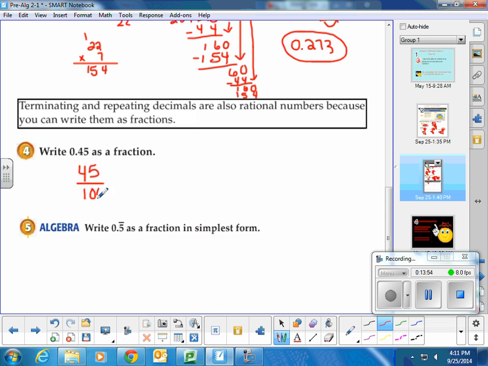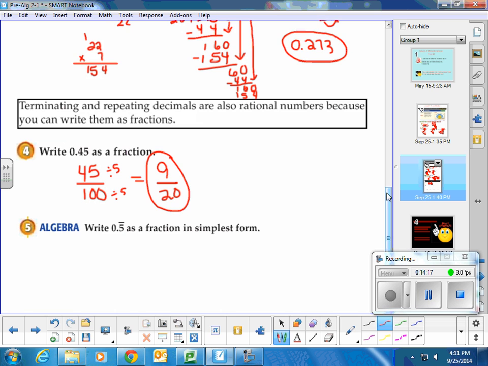45 hundredths can be simplified though because both the numerator and denominator can be divided by 5. 45 divided by 5 is 9. 100 divided by 5 is 20. So 45 hundredths as a fraction is 9/20ths.